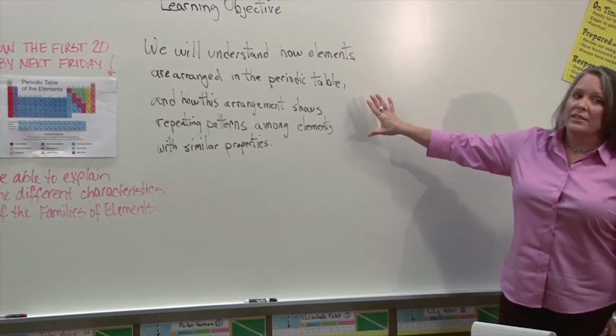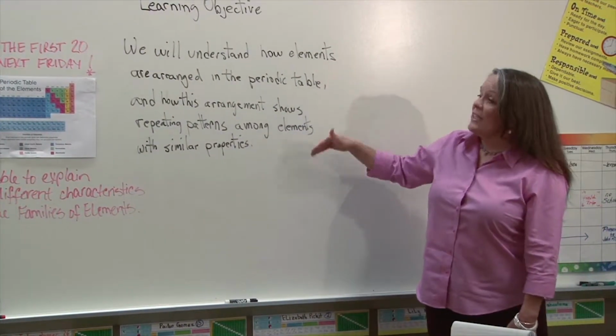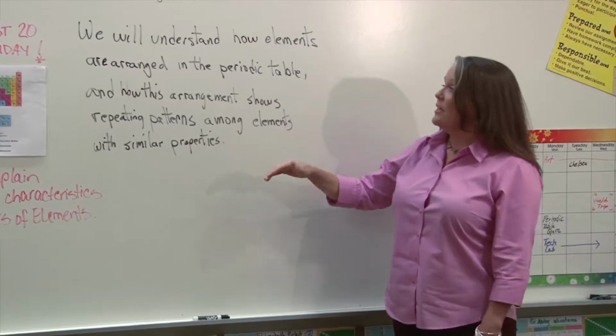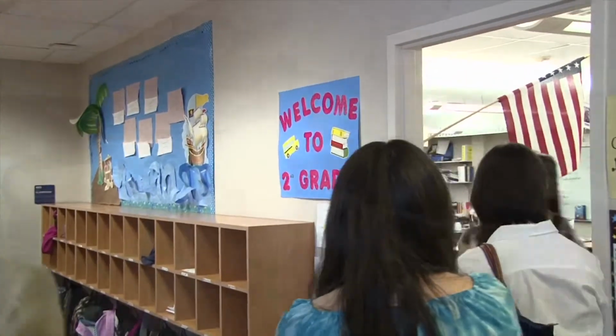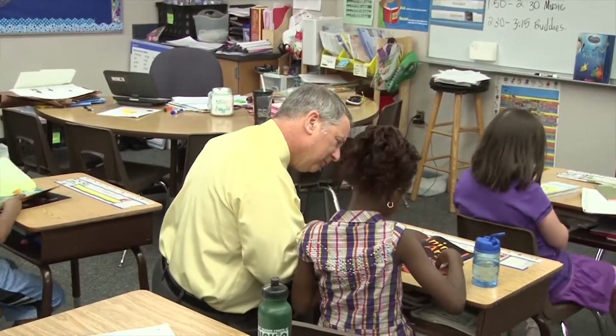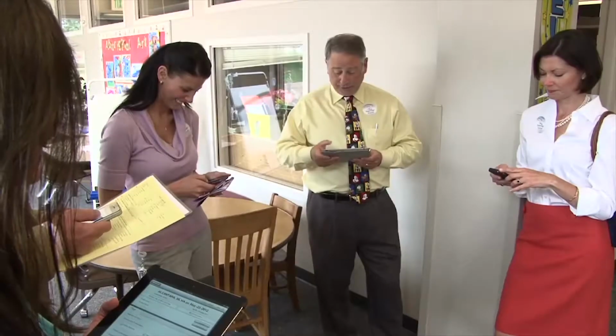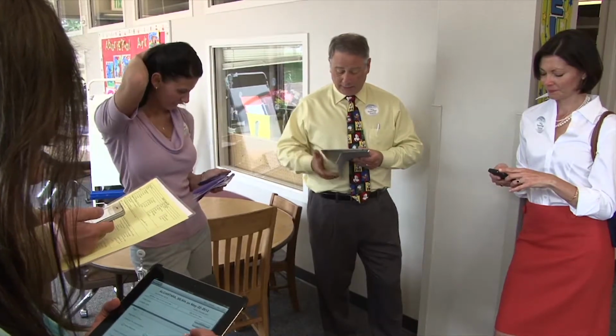And our learning objective for this week has been understanding how the elements are arranged on the periodic table. Can you tell me what you're learning? About science. About science. So what do you think your teacher wants you to learn when you read this book? Just about the rainforest.